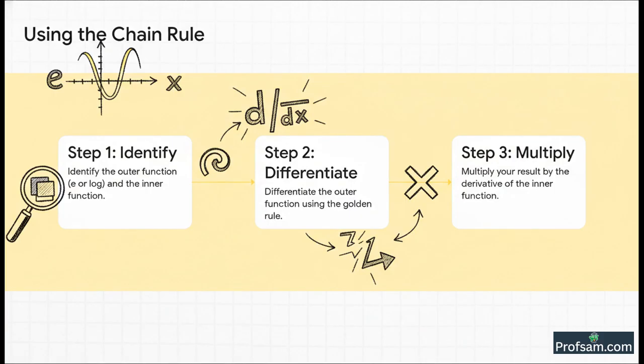Don't worry, you already know how to handle this. It's just our good old friend, the chain rule. The process is exactly the same. Step 1, identify your outer function and your inner function. Step 2, differentiate the outer function using our new golden rule. And step 3, multiply the whole thing by the derivative of the inner function. It's the same chain rule, just with our new superstar functions.